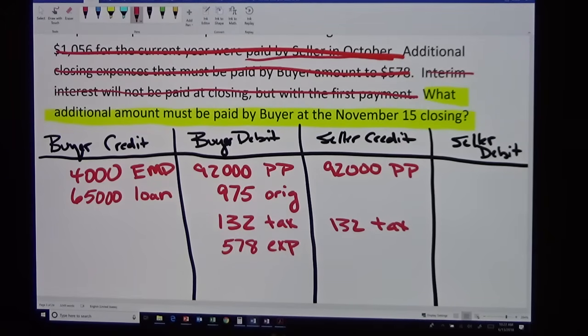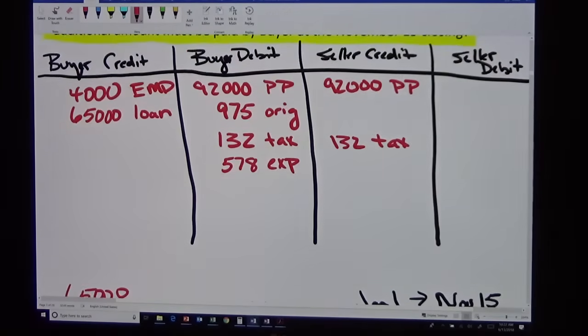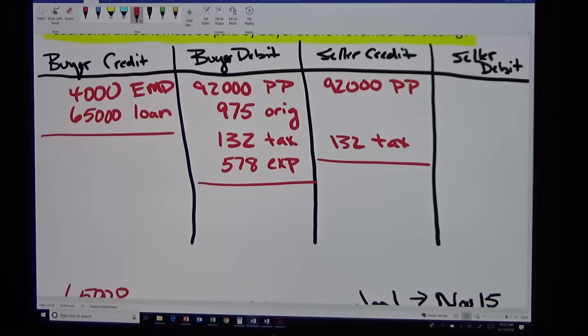What additional amount must be paid by the buyer at the November 15th closing? So that's it. We've got everything in there. So what we need to do now is total up our columns here and figure out how much money we have available or how much money the buyer needs to bring. Well, if we total these up, the buyer's credits amount to $69,000 in buyer credits.